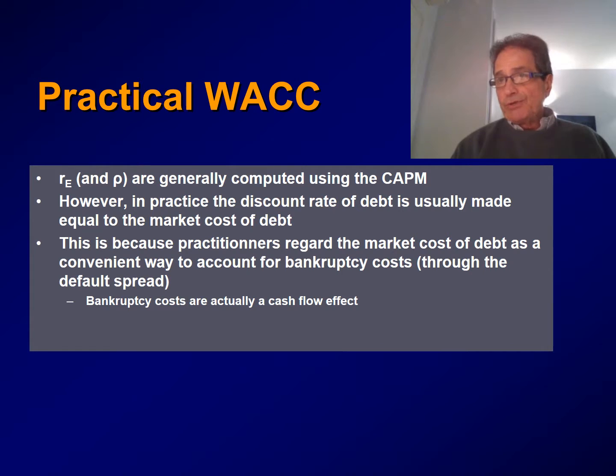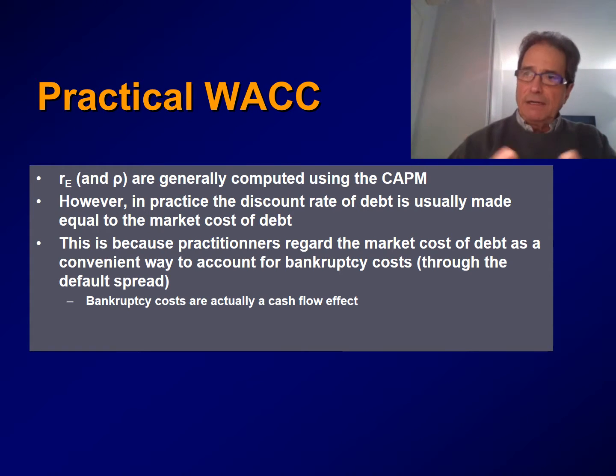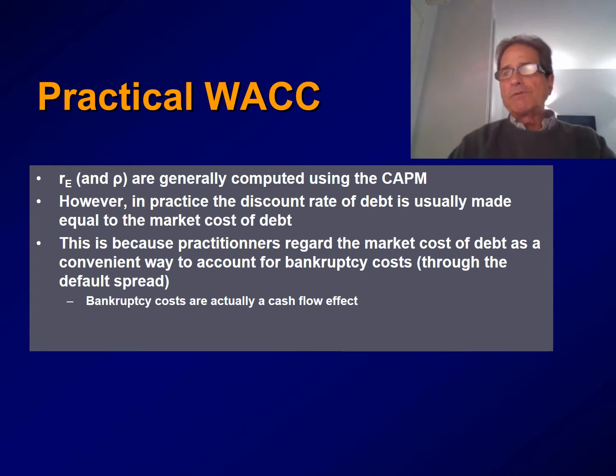And there is a good reason for this. It is that practitioners regard the market cost of debt as a convenient way to account for bankruptcy costs. We know that the market cost of debt has a default spread. This default spread somehow measures the bankruptcy risk. So if we use as the market cost of debt the risk-free rate plus this default spread, somehow we are quantifying bankruptcy costs into the discount rate.